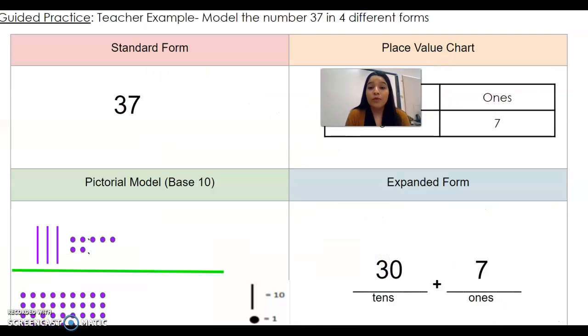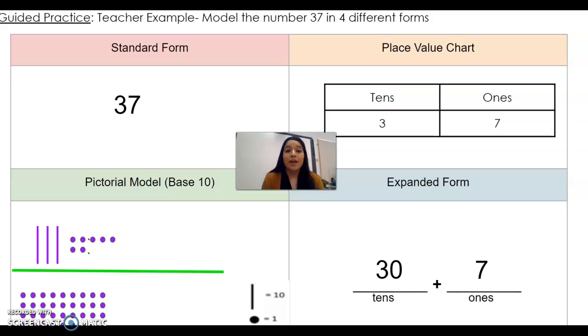Let's go ahead and review our Foursquare model. So right here we had the number 37. So the number 37 right here in the first square is represented in standard form. Say it with me. Standard form. Awesome. Standard form. Standard form is just the digit form of the number. So right here, we are modeling 37, and the standard form of 37, we're just going to put 37.